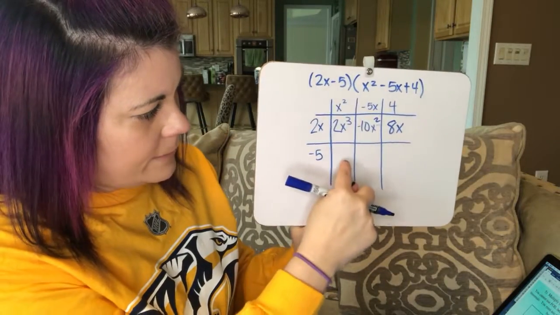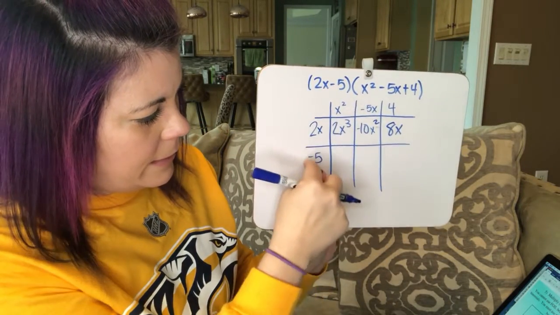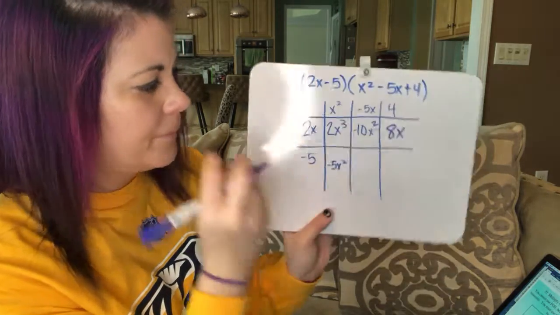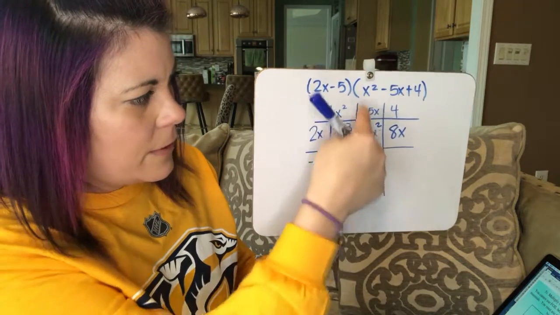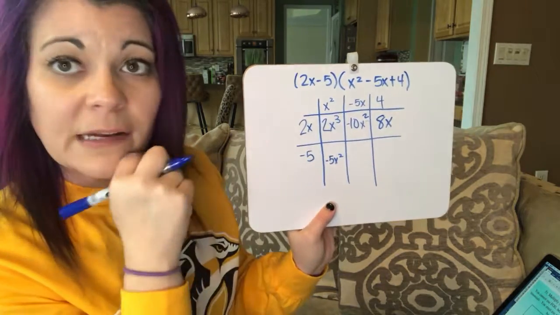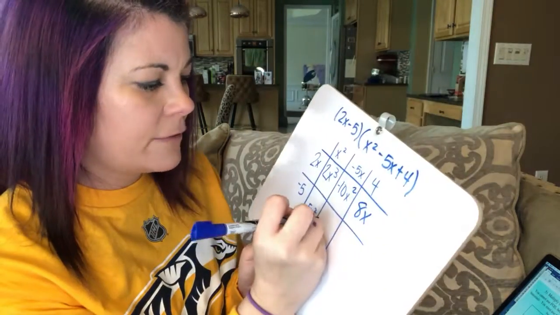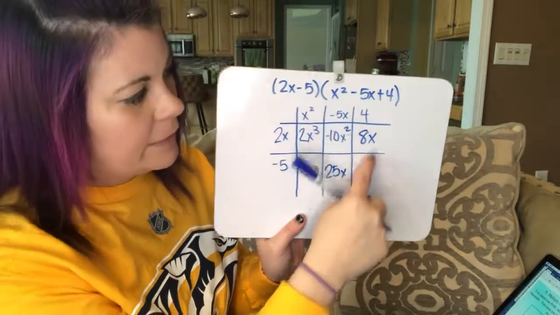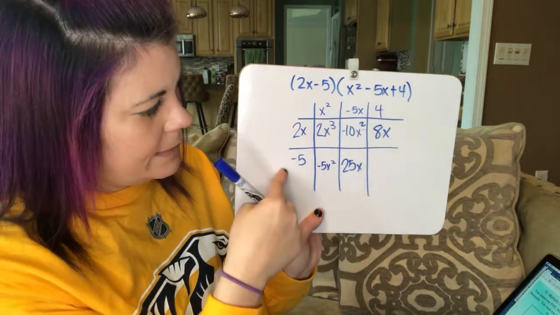And then this one we have x squared and negative 5, so that would be negative 5x squared. This one, go up, negative 5x, go over here, negative 5. Negative 5x times negative 5 is 25x. And then this square, 4 times negative 5 is negative 20.